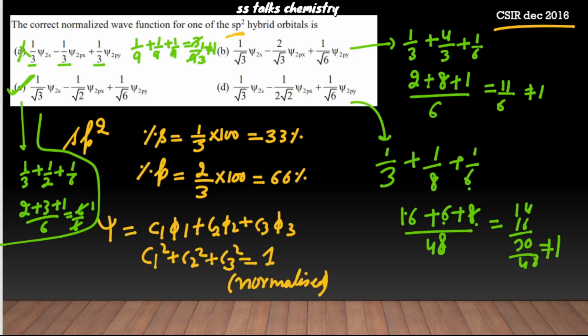Now one more way you can check is the percentage of the s character also. So it is the 2s orbital in this, right? The C1 square value that you are having is 1 by 3, so 1 by 3 of the percentage, if I am considering, is coming out to be 33% only. Whereas the p orbital's contribution, if you see, overall you will get 66% only. So it clearly implies that this is my sp2 hybrid orbital.